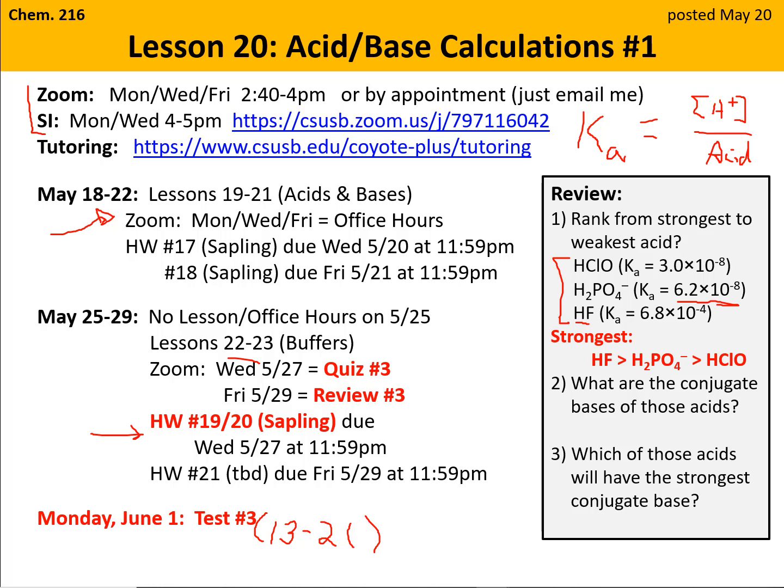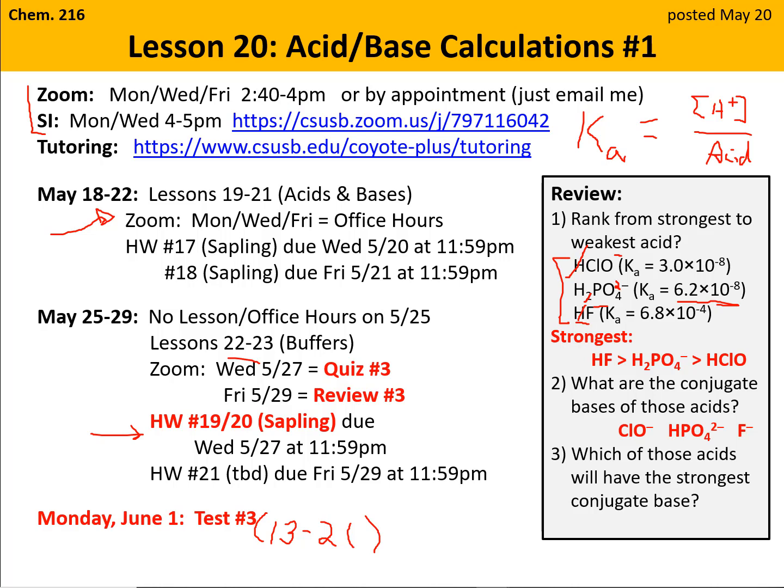All right, what are the conjugate bases of these acids? Well, conjugate bases are what's left over after we lose an H+, because that's what acids do. So if I have HClO and it loses an H+, it'll become ClO minus. If I have H2PO4 minus, it'll lose one of these and it'll become HPO4 2 minus. And then HF will become F minus. Okay? So I just go ahead and take away an H+.